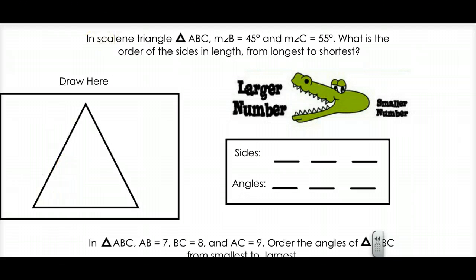Now we got to label it A, B, and C. So we're drawing our triangle. We got A, B, C. We know B is 45 degrees, and we know C is 55 degrees. And we want to order these from largest to smallest.